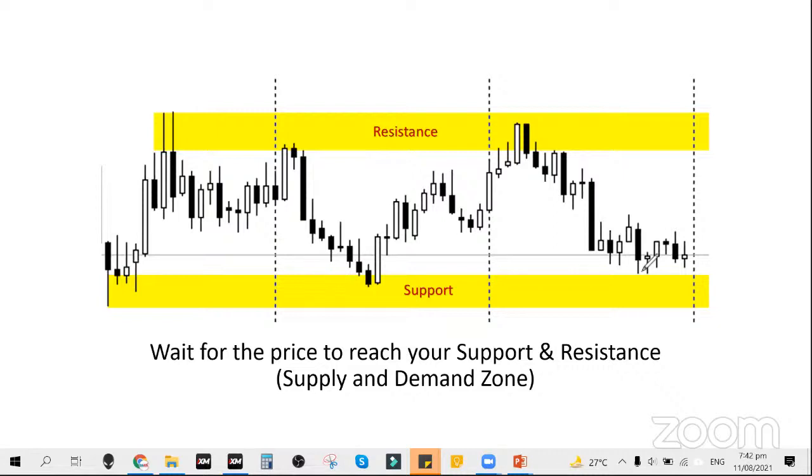Now, paano, coach, kapag hindi tumalbog yung presyo doon sa support or resistance natin? Actually, that happens a lot in the market. We call those breakouts. If your support or resistance gets broken, then it turns into its opposite. What do you mean by that?